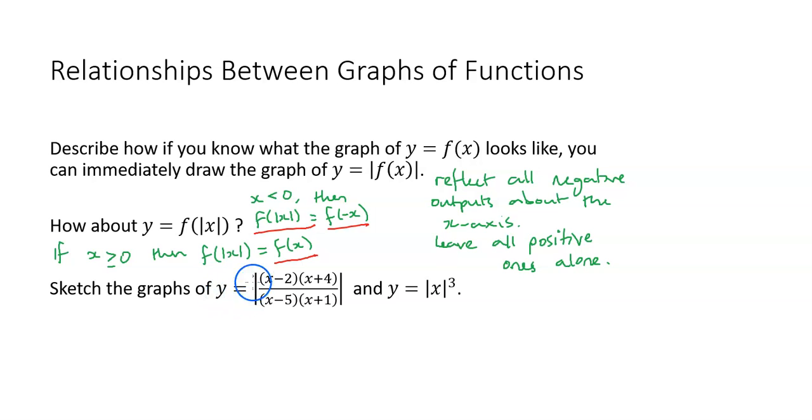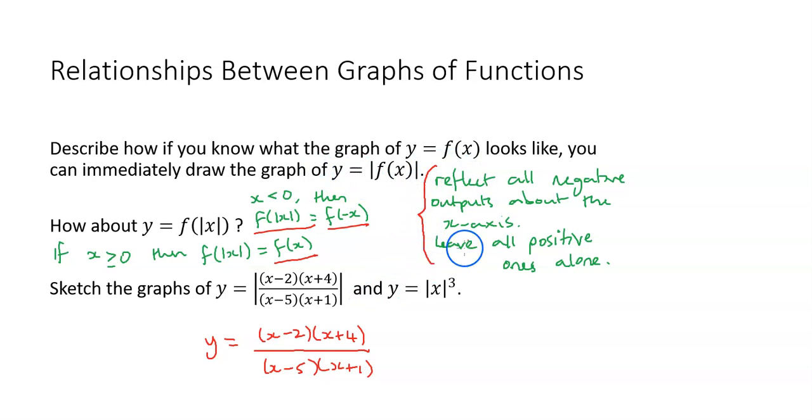Sketch the graphs of y equals the modulus of x minus 2 times x plus 4 divided by x minus 5 times x plus 1, and y equals the modulus of x cubed. First of all, I'm going to draw the graph of y equals x minus 2 times x plus 4 divided by x minus 5 times x plus 1, without the modulus signs, and then we'll use what we discussed to draw the graph of this thing in modulus. Let's take a look at that now.